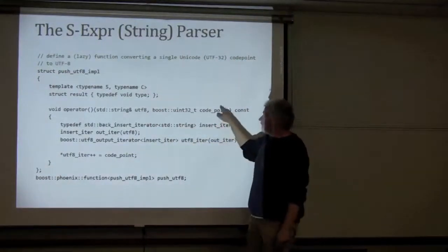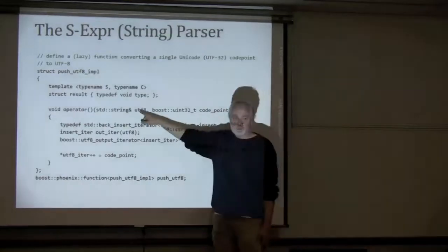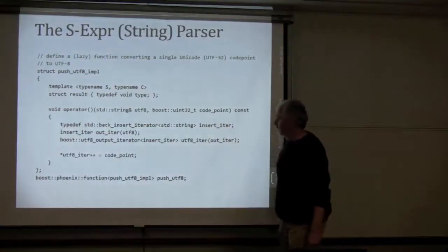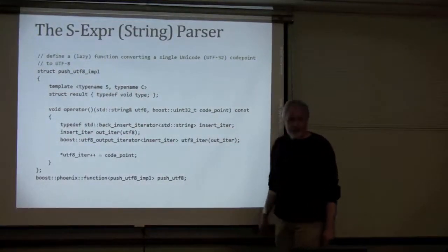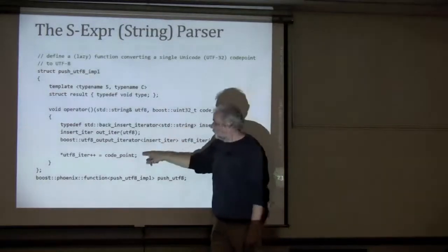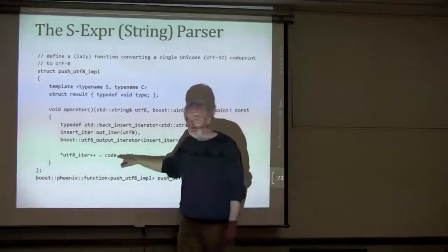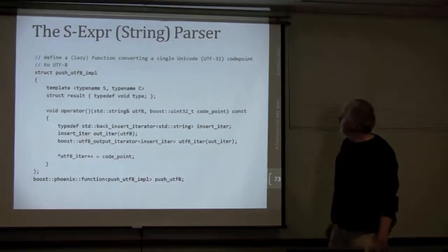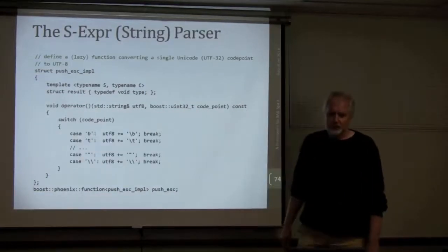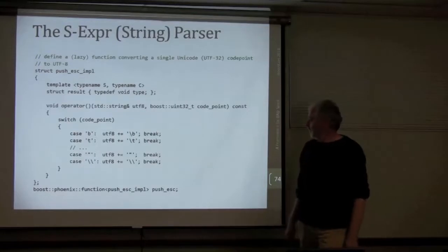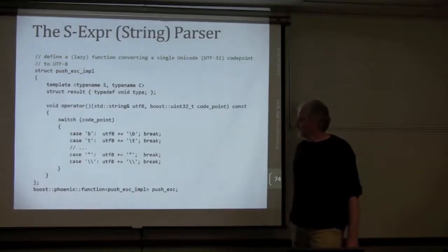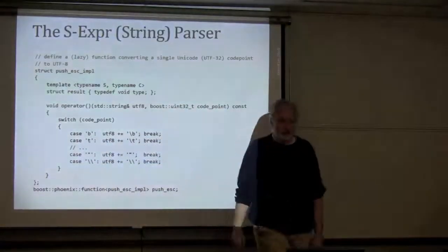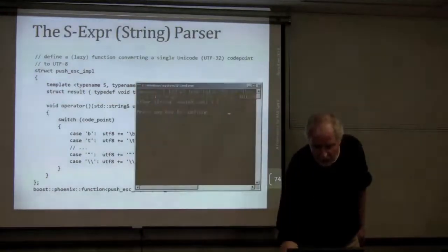And what this function is doing, it gets one code point, which is Unicode, and the string where the UTF-8 string has to be stored, and uses the Boost UTF-8 output iterator, which is defined in the regex library, to convert the UTF-32 code point into the corresponding UTF-8 character sequence. That's it. Very similar for the other one, for the push-escape lazy function. Straightforward, you get that code point, which is one of those characters, and I push back the proper escape character into the UTF-8. Okay.